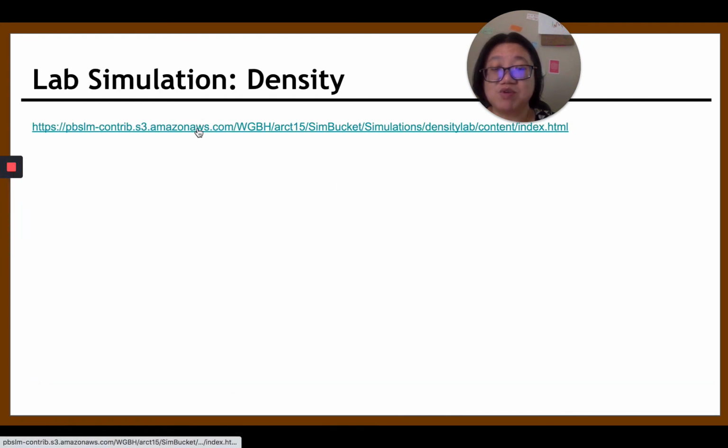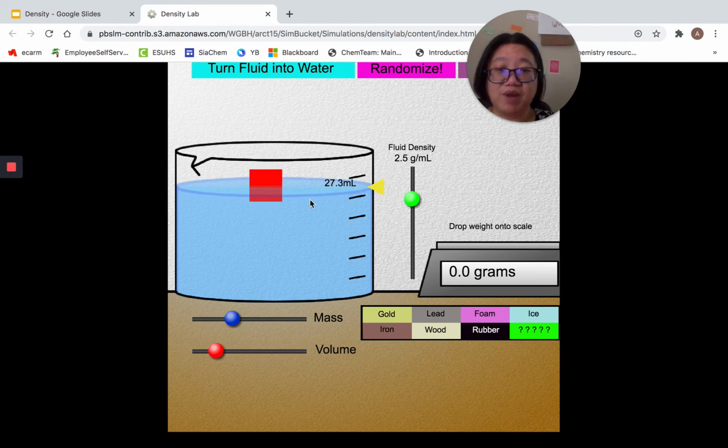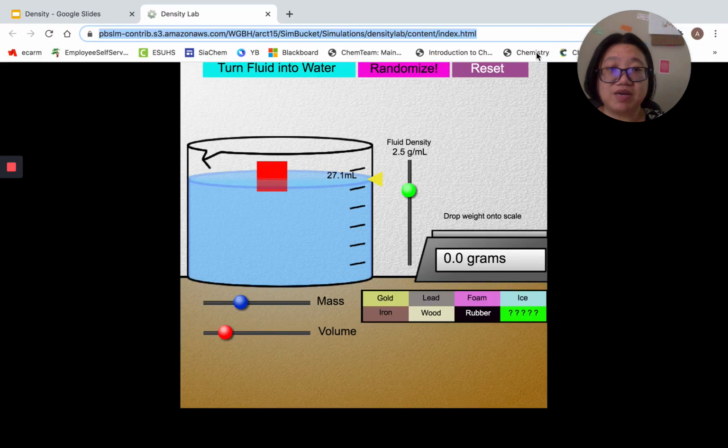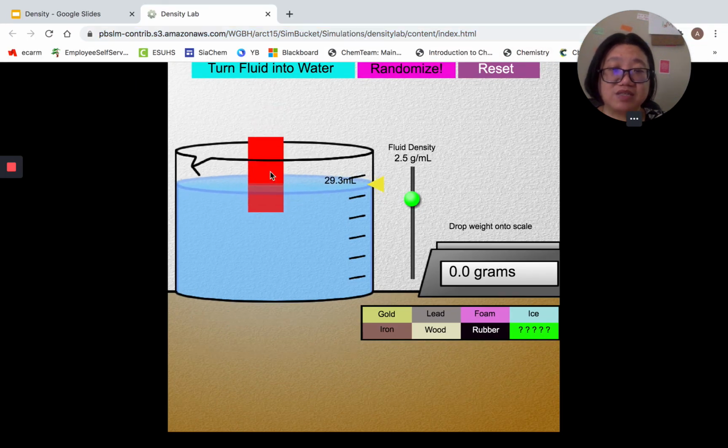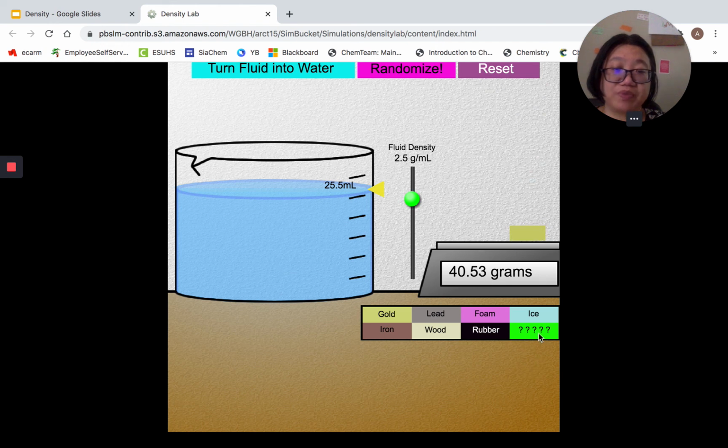Okay, the next one is a density simulation. Let me go ahead and show you what it is. So you have a block. We have different types of blocks. The good thing about it is you can randomize it and change the block size and change the material, for example, gold. So we have gold, right? You can see the volume before and the volume after, so you're going to subtract those, and you can find the volume of the gold. Mass, just drop it on the scale, and you get the mass of the gold. Same thing for an unknown object: mass and volume.